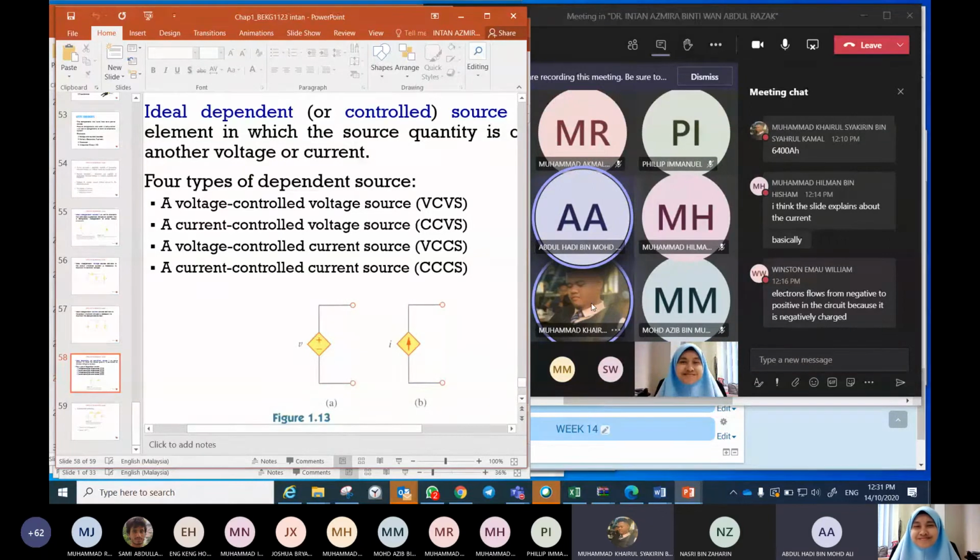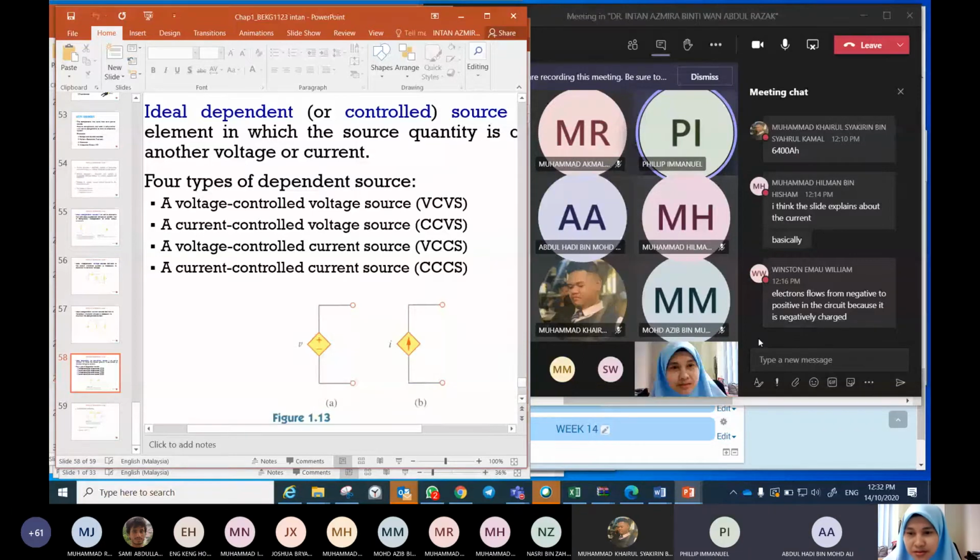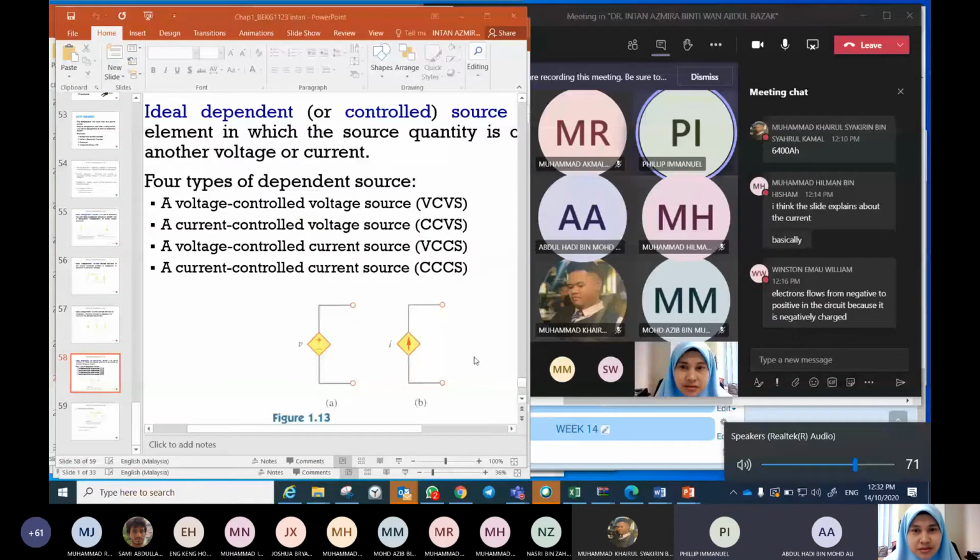Someone needs to correct your statement. Philip Emmanuel, what is current control current source? From what I'm understanding, the current controlled means that the circuit itself is controlled by the current, and the current source itself is controlled by the current. That's what I'm understanding generally.